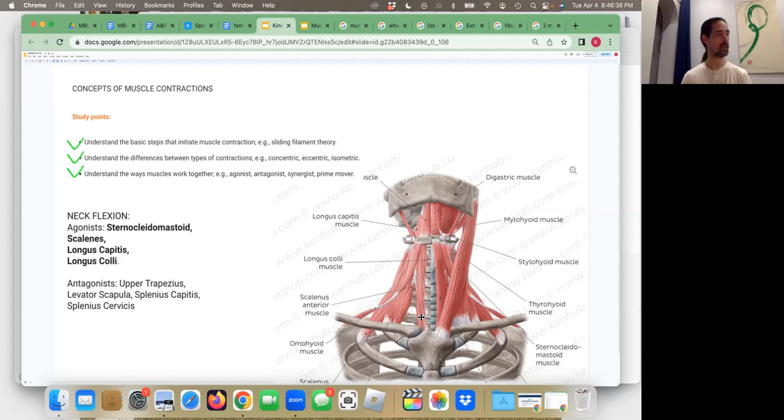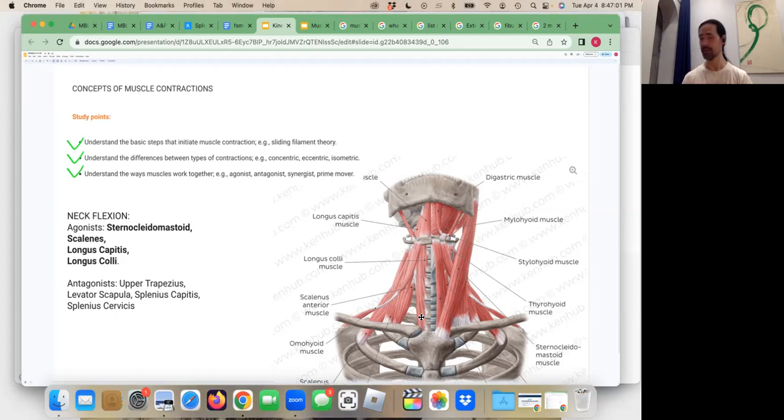If you turn the head, the turning side longest colli and longest capitis is contracting, but not the other side. So if I turn my head to the left, my left longest capitis and longest colli are contracting. If I turn my head to the right, longest capitis and longest colli are contracting. And the opposite is true for the sternocleidomastoid muscle. If I turn to the right, my left SCM is contracting. If I turn to the left, my right SCM is contracting.